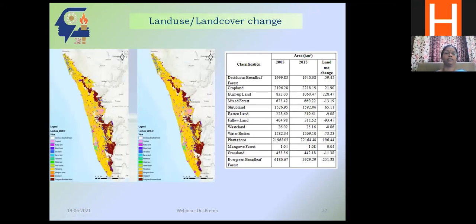Okay. And again, in order to study the vulnerability, a land use land cover change model was developed by this particular student based on these categories between the years 2005 and 2015. And she could identify that the deciduous broadleaf forest has gone down by 59 percent. The built up land has gone up by, it is not a percentage, it is in kilometer square. Built up land has gone up by 228.47 square kilometers. These were some of the assessments which were carried out. Within a period of 10 years, these changes have taken place.